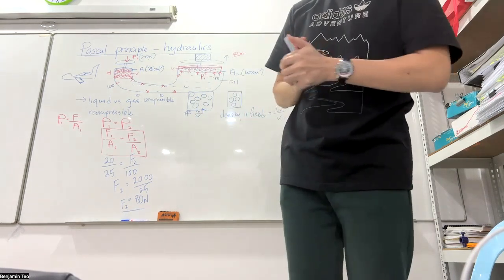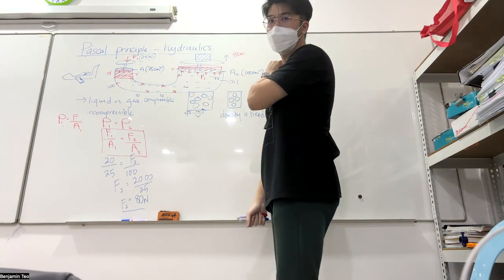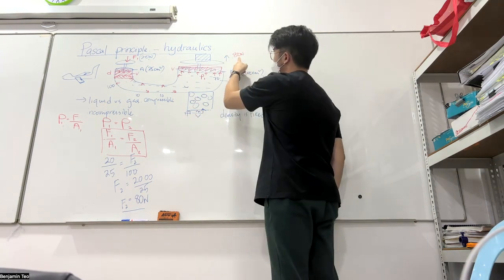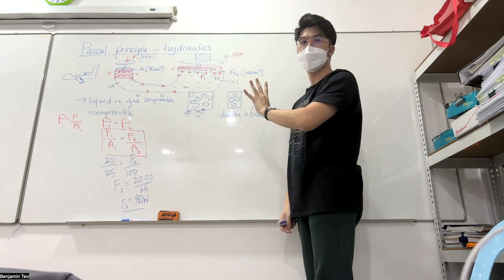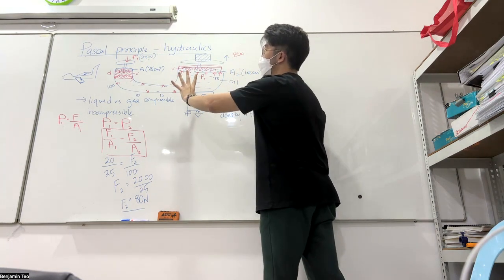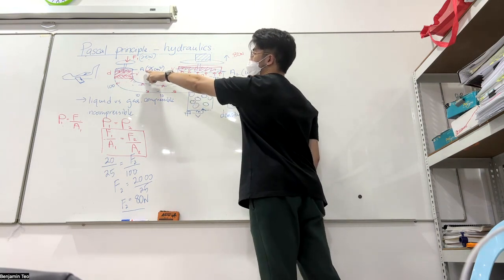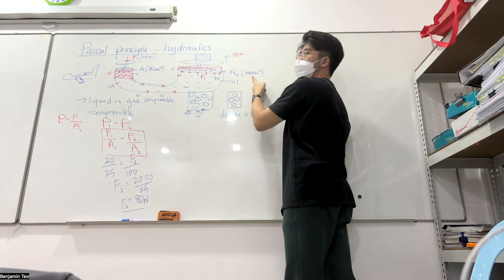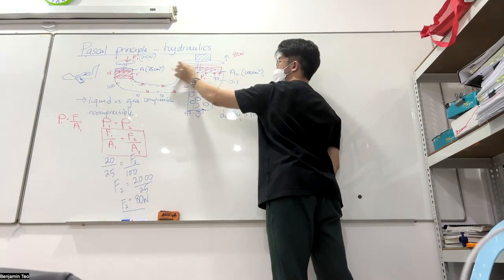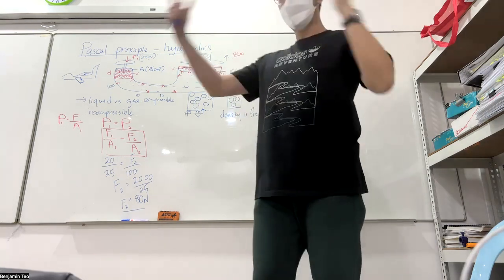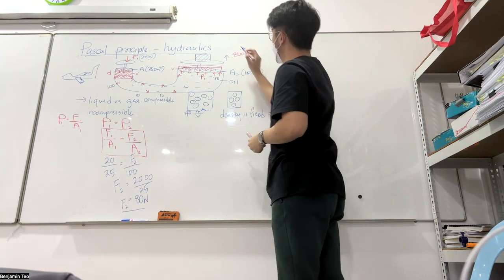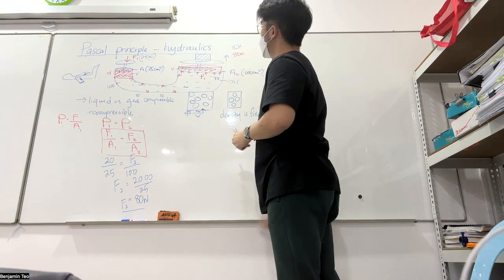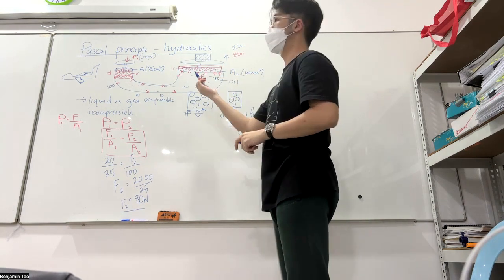What happened to your force? It is being multiplied. By how many times? 80 divided by 20 is a 4 times multiplier. You see how I get the 4 times multiplier? My area increased 4 times, from 25 I make the area bigger on the other side. 4 times increase in the area, my force 4 times increase. If I want 10 times the force here, how much area do I need? 10 times the area.